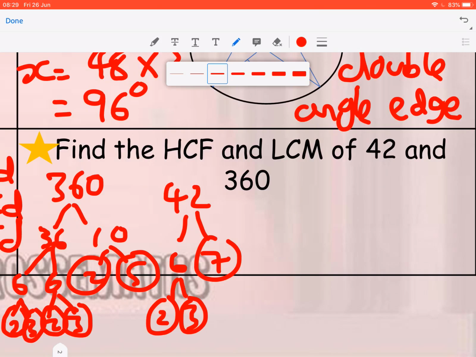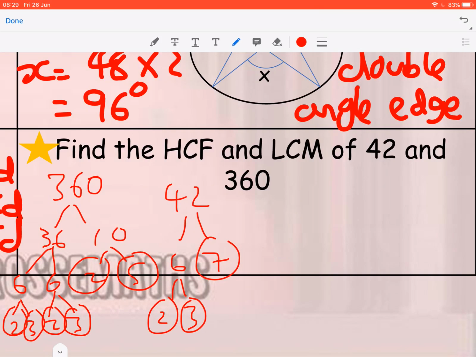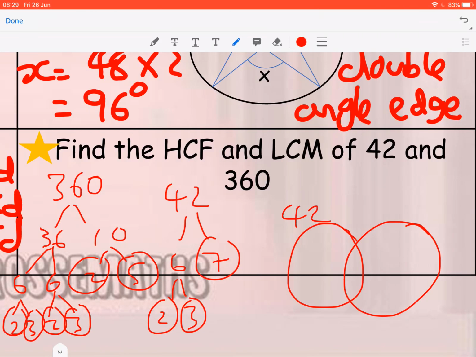Now, once you're there, I've got to draw a Venn diagram for these two numbers. So I've done my two prime factor trees. That's easy, 42 and 360. If you look at the two sets of trees, 42's tree and 360's tree, think about what numbers come up in both of them.